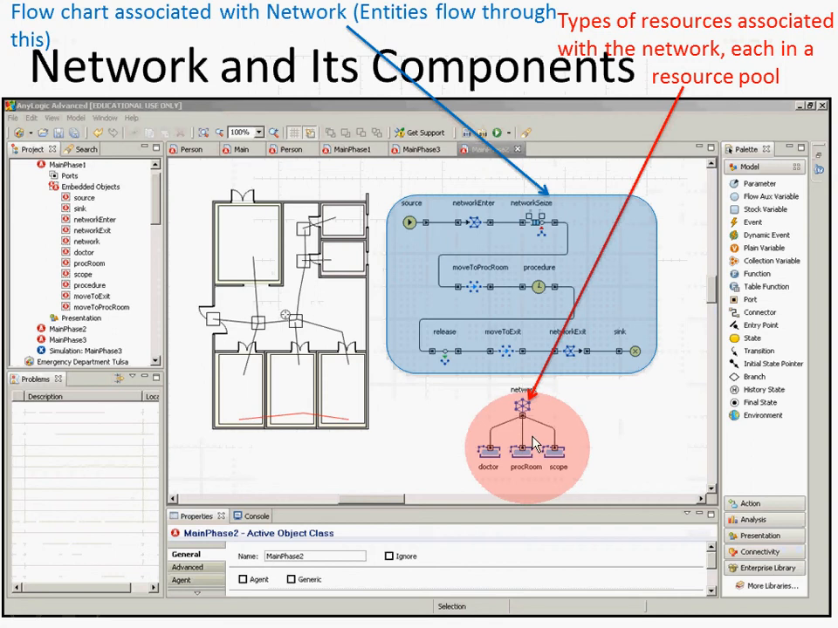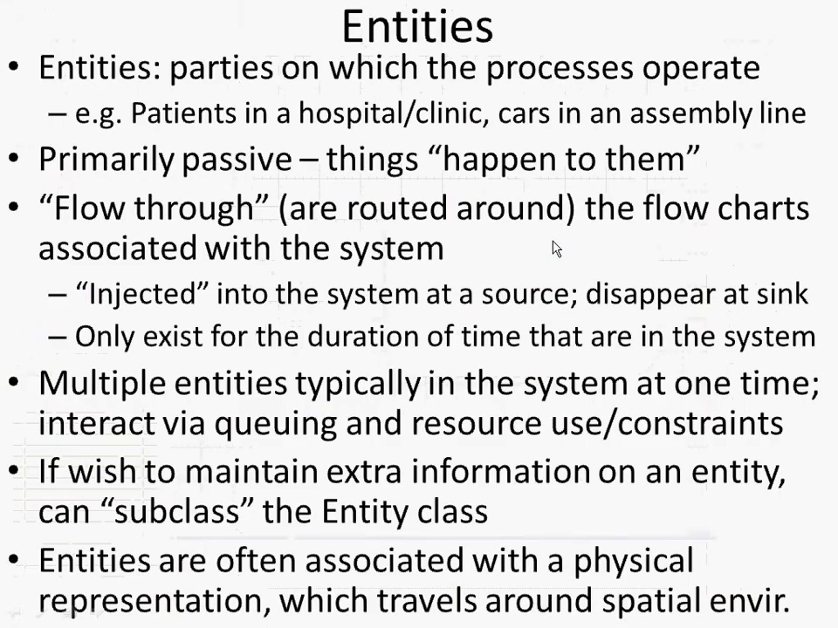And these entities flow through the state chart. Does that make sense? There'll be these operators that operate upon these entities, that make things happen to them. Right? They get treated, they get diagnosed, they get imaged, they get associated with that scope or whatever. Okay. So entities are the parties on which these processes operate. Think about patients in a hospital or clinic, cars in an assembly line. They're predominantly passive. Things happen to them. That's kind of the traditional perspective. Again, AnyLogic is a particular tool that breaks this down a lot, but that's the traditional perspective here.